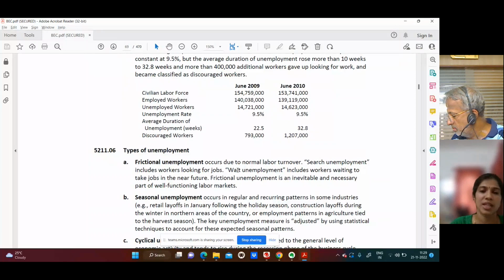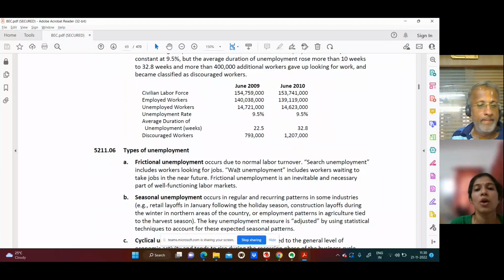You will not be employed in the same company forever, right? So there will be labor turnover. Search unemployment includes workers looking for jobs. Wait unemployment includes workers waiting to take jobs in the near future. So frictional unemployment is inevitable. This is important.